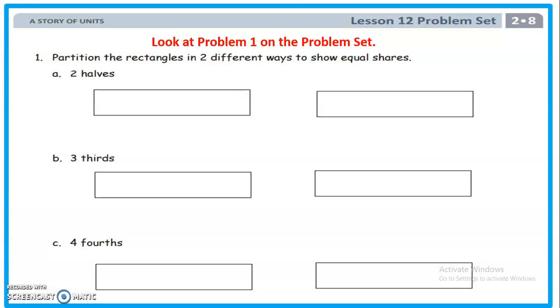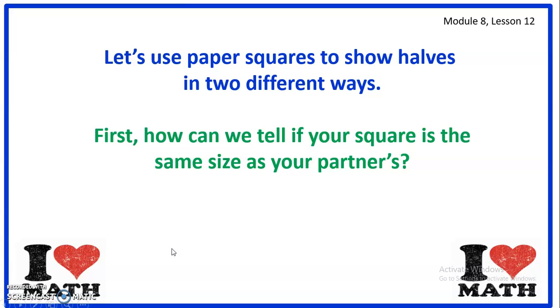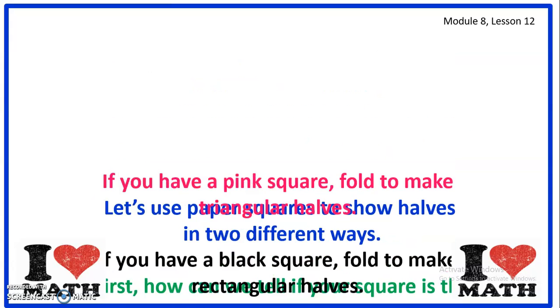Now look at this problem here, Problem 1 of our lesson 12. We have 2 halves. So we're going to partition this in different ways to show equals. This could be diagonally from this top to this top, or like this, the middle of this, to show halves. Same for thirds and for fourths. So we're going to use squares to show halves in 2 different ways. And we can also use squares of the same size, right?